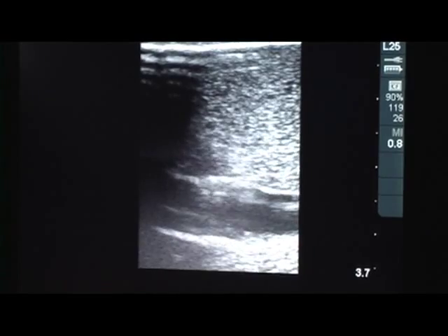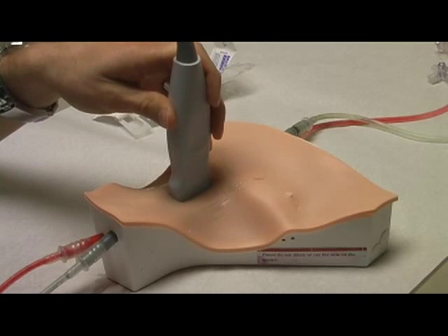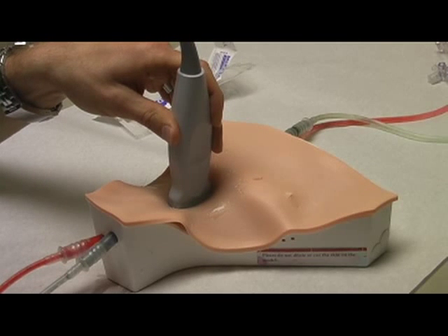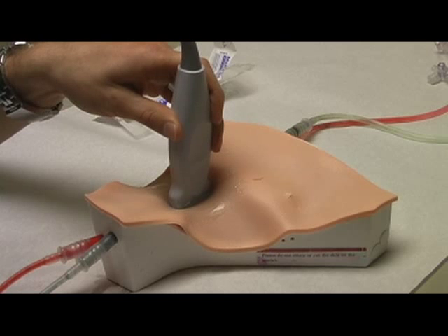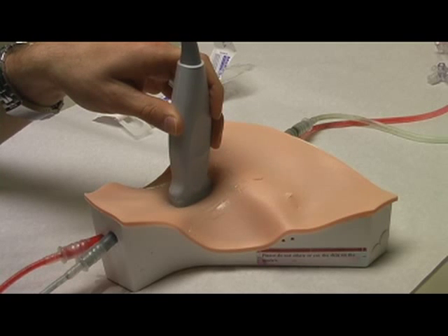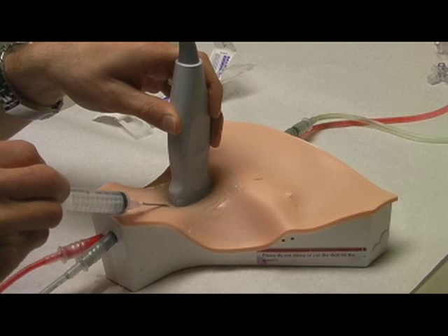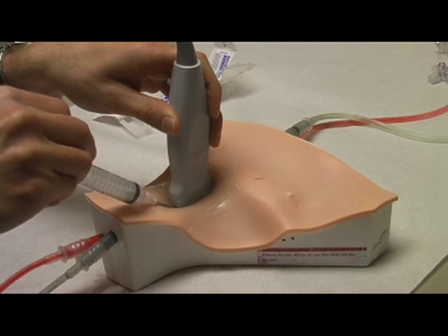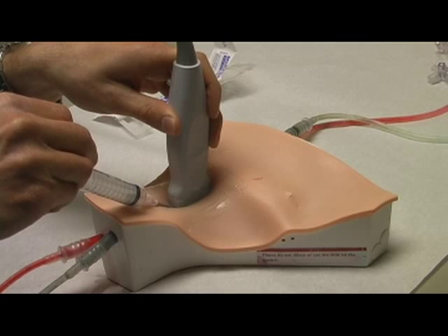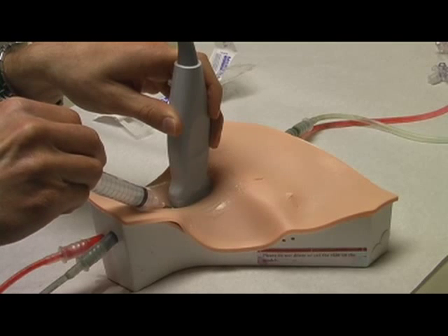If the student wishes to verify position, they can reorient their probe in a longitudinal manner to try and identify the tip of the needle in the vessel, which we see there as we move it back and forth. So the student can also do a longitudinal approach, again finding the compressibility of the vein. And one advantage to the longitudinal approach is that once the student identifies the vessel on the screen, ideally they should not have to move the probe.